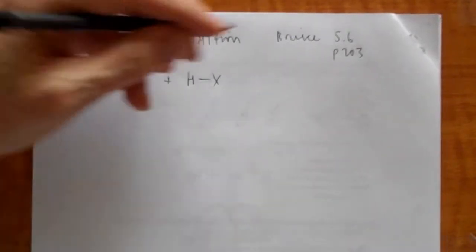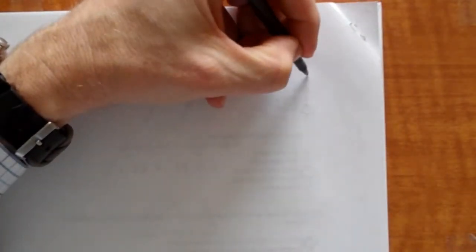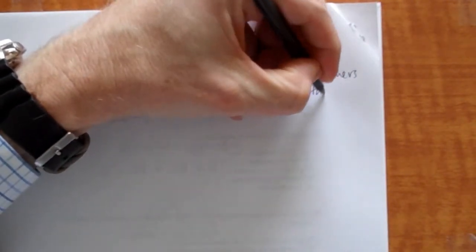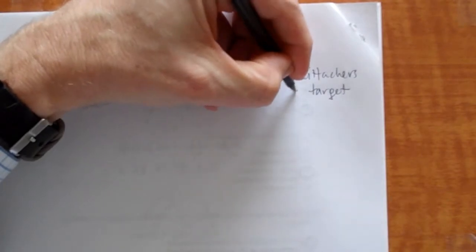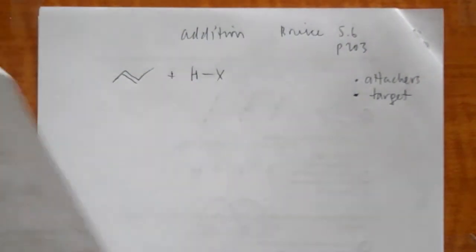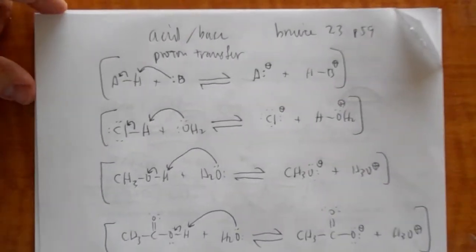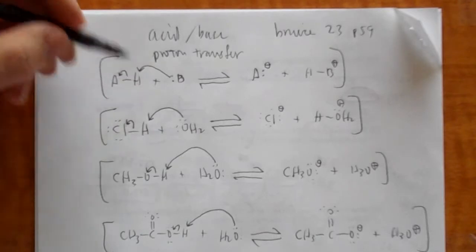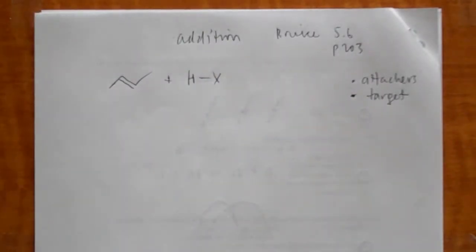I call these, oftentimes in class, the attackers and the target. Okay, so for a mechanism, first thing you've got to do is find the attackers and the target. We didn't have any problem with that over here. The way we drew it, we knew the base is going to be the attacker, and the target's going to be the proton here, right? Sometimes it's a little more subtle.